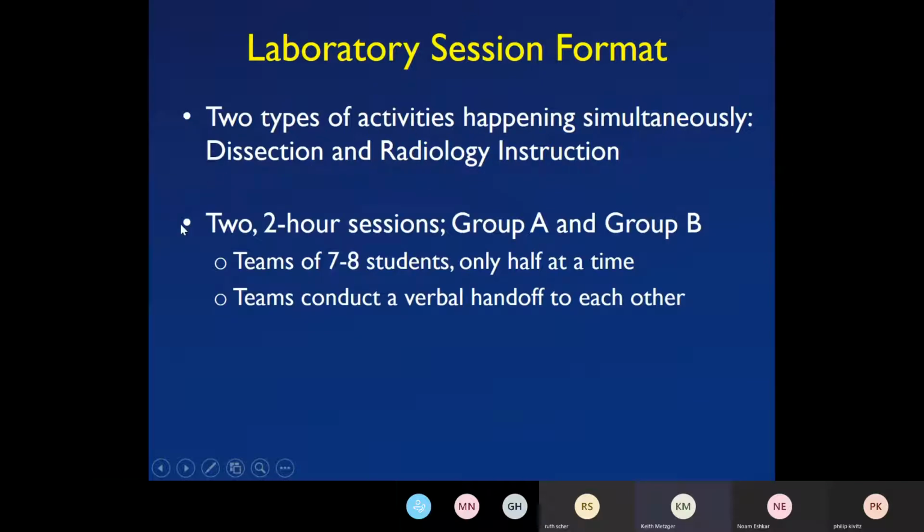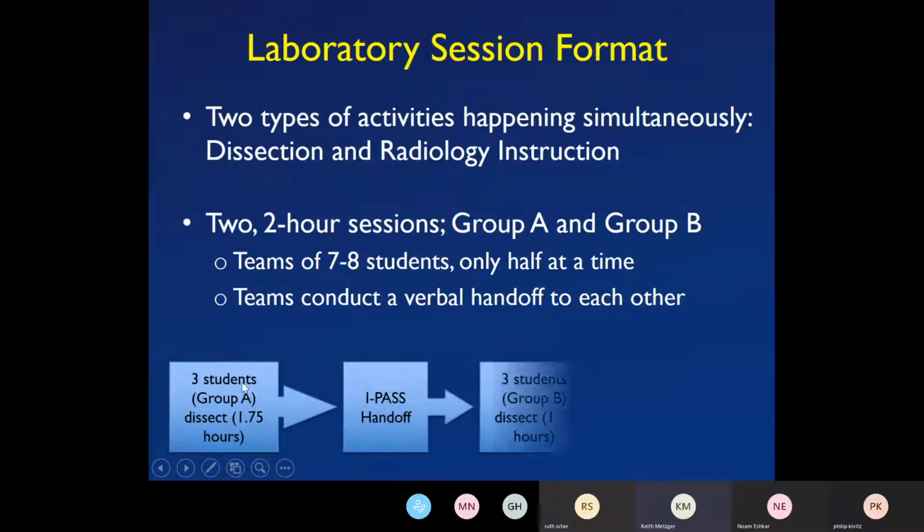As I said previously, the lab is made up of 2-hour sessions. It's really about an hour and 3/4 with a break in the middle. We have half the students in during Group A and half the students in during Group B. The teams work on cadavers in groups of 7 to 8 students, but remember, only half of those at a time. So there are only going to be about 3 or 4 people on a cadaver at a time. And to make sure that Group B knows what Group A did, there is a verbal handoff that happens in the middle of the session between these 2-hour sessions. So I'll show you a schematic of that.